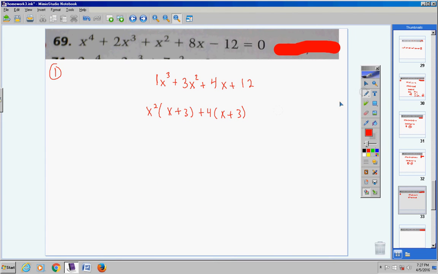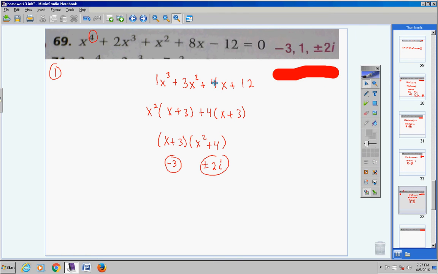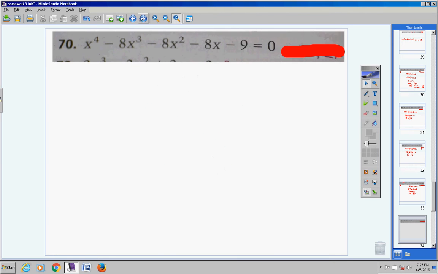So now to finish the factorization, write your matching parentheses once. And we're left over with x squared positive 4. Now, if you take this parentheses, set it equal to 0 and solve, you'll get negative 3. Take this parentheses, set it equal to 0 and solve, and you'll get this right here. So I have 1, 2, 3, 4 answers, and that makes sense because I have a degree of 4. I can have no more than 4 answers. Negative 3, positive 1, positive negative 2i. So we're doing good. Moving on to number 70.